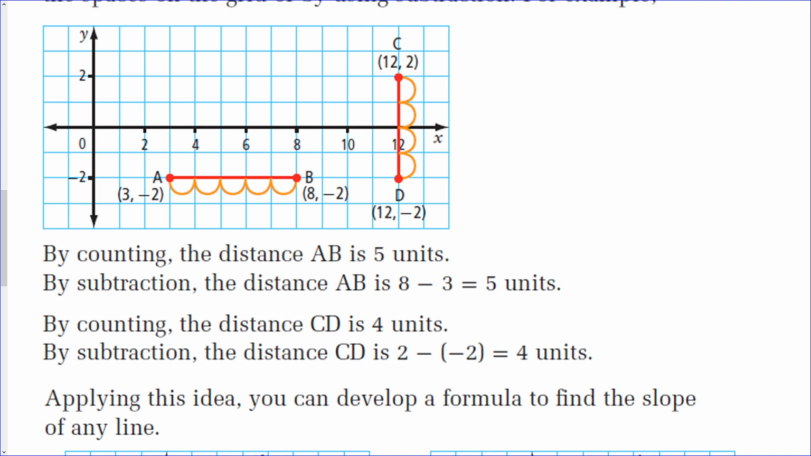By the same manner, we can do it vertically. If we're going from C, which is (12, 2), to D, which is (12, -2), we'll count down. So 1, 2, 3, 4. Well, we're going down 4, so that's -4.